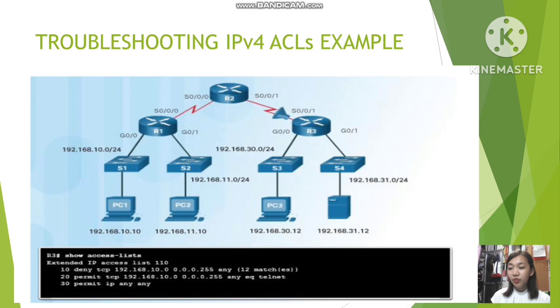Host 192.168.10.10 has no connectivity with 192.168.30.12 because of the order of rule 10 in the access list. Because the router processes the ACL from the top down, statement 10 denies host 192.168.10.10. So statement 20 can never be matched. Statements 10 and 20 should be reversed.